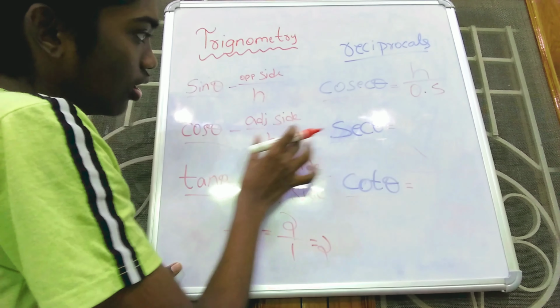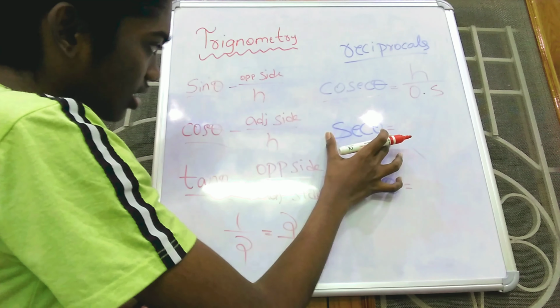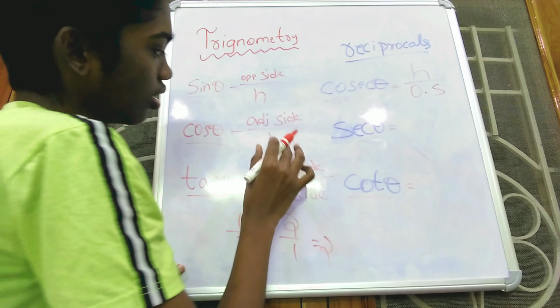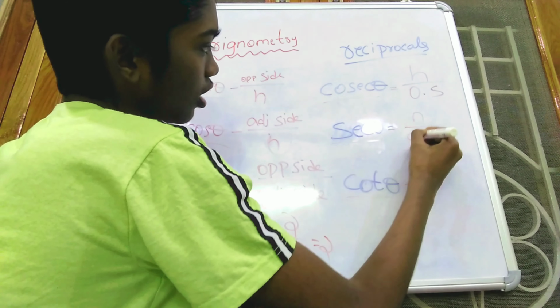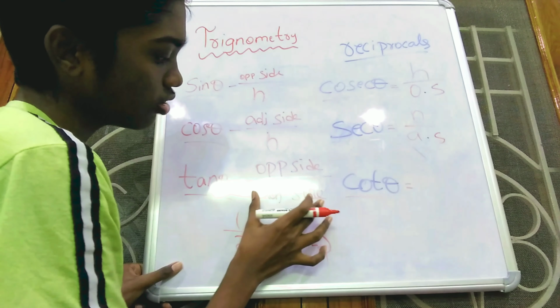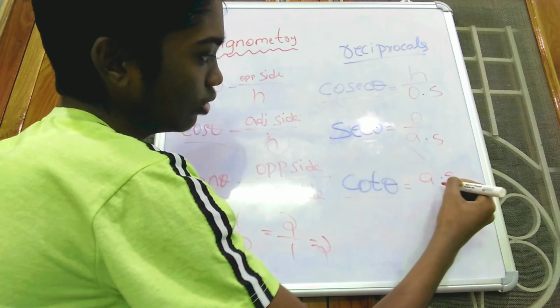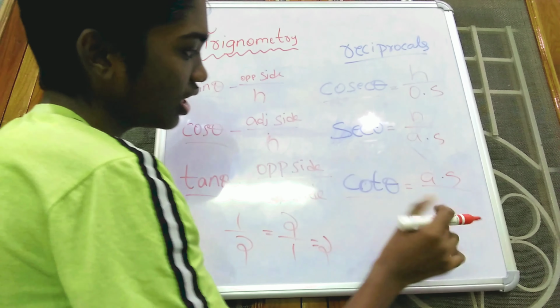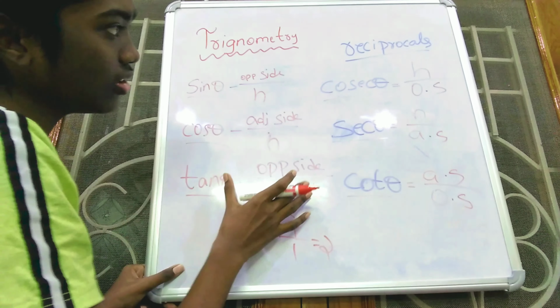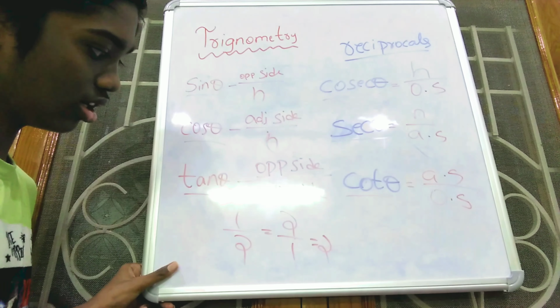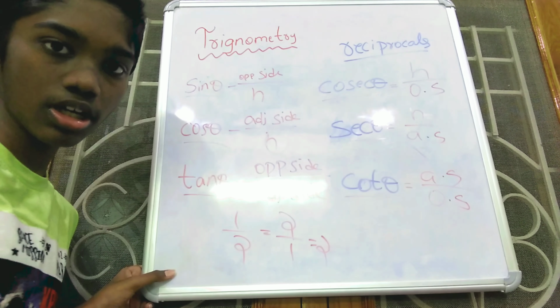Now coming to this, the secant theta or sec theta is the reciprocal of cos theta. So this denominator will be the numerator, and the numerator will be the adjacent side, denominator. Here also, the denominator will be the adjacent side, numerator. Here the numerator will be the denominator, that is the opposite side. If we just remember these formulas, then we will get these formulas very easily. This is the reciprocal concept in trigonometry.